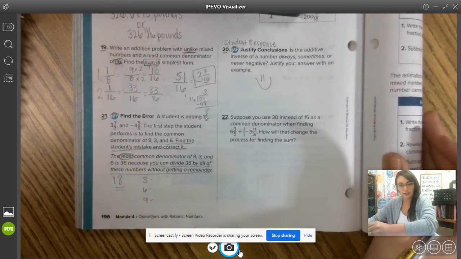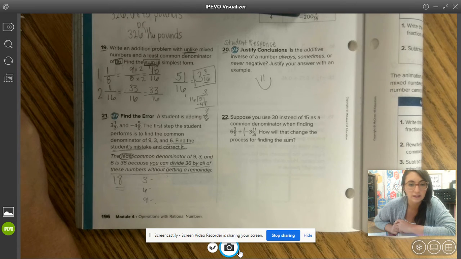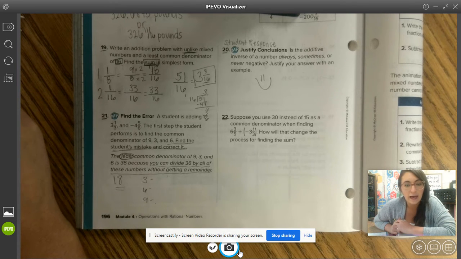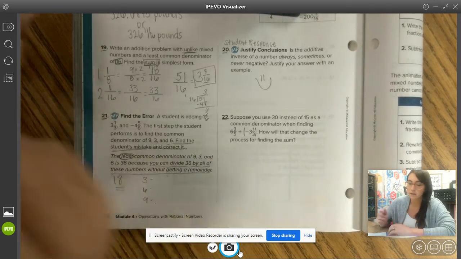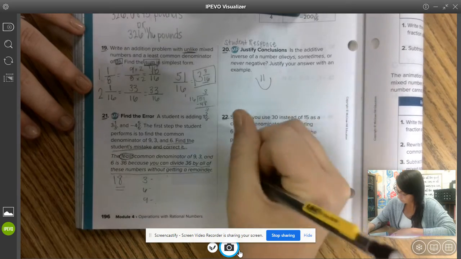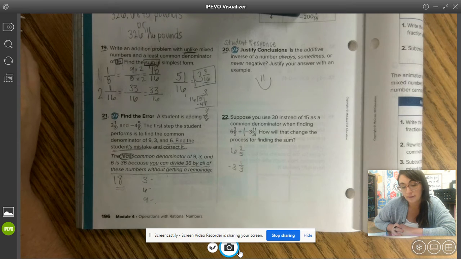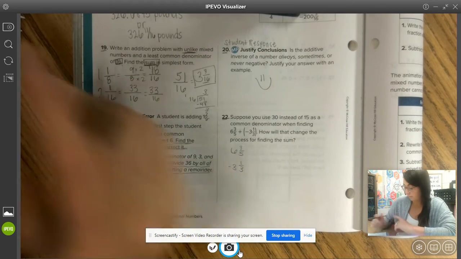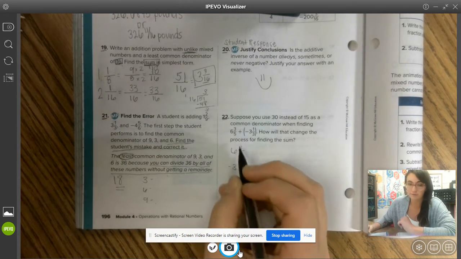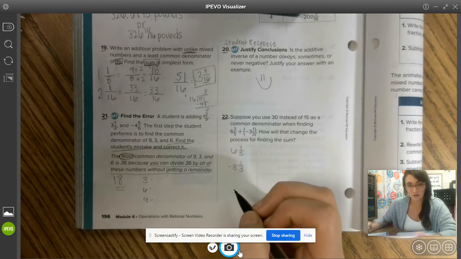All right, and the last one. Suppose you use 30 instead of 15 as a common denominator when finding 6 3/5 plus -3 1/3. How will that change the process for finding the sum? So what they're saying is, I don't even have to do this math. The least common denominator is 15, right? Because nothing smaller than 15 can be divided by 5 and 3. 30 can also be divided by 5 and 3, so I would still get the right answer as long as I simplified my problem.